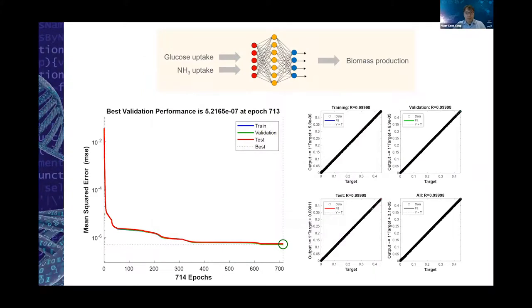And this is the actual training of the neural network using one hidden layer with 10 nodes. The inputs were glucose uptake and ammonia uptake, and the output was biomass. And this is the error, decreasing as the iterations go on, the number of epochs. You can take this as an iteration. The error decreases significantly in the first few iterations and then decreases slowly after that.